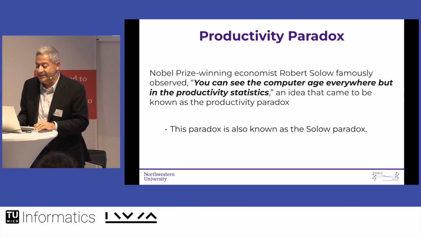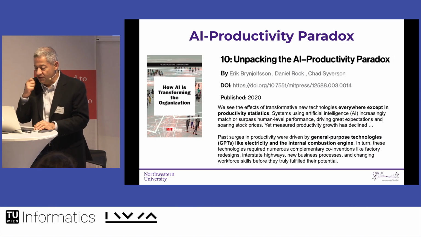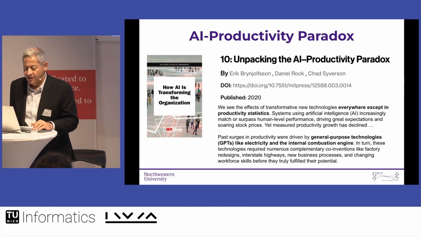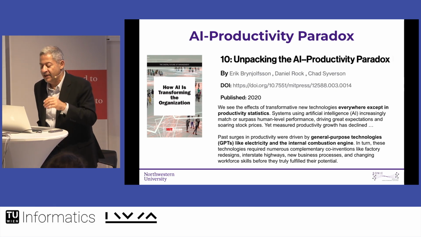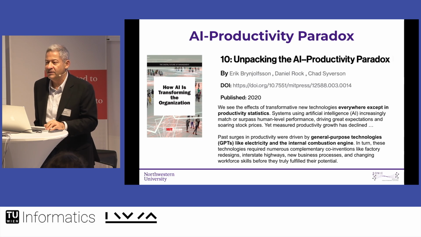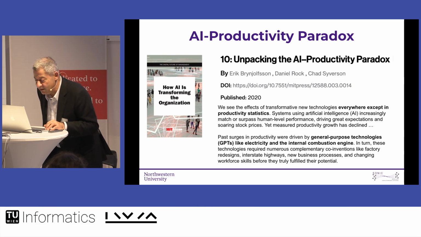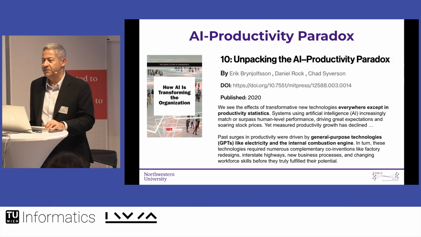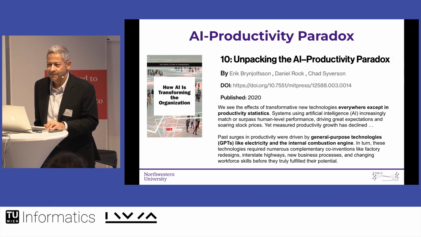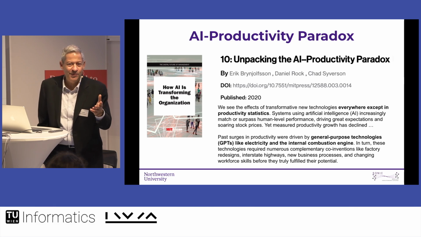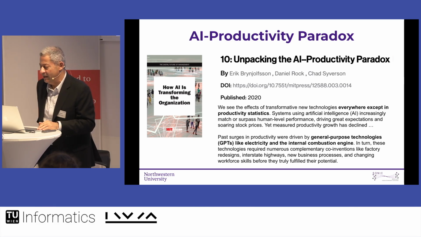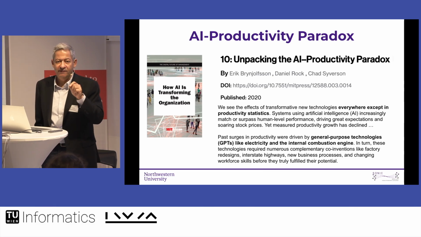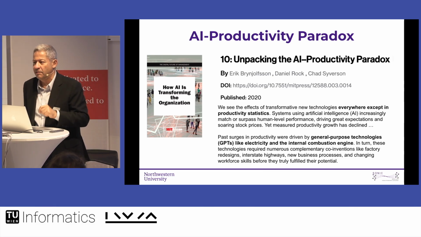In fact, that same sentence virtually also appeared in a more recent chapter by Eric Brynjolfsson and his colleagues, who said, we see the effects of transformative new technologies everywhere except in productivity statistics. And then he goes on to say, past surges in productivity were driven by general purpose technologies, GPT. The other way in which we think about GPT as compared to what we are talking about in this context. But in fact, the examples he gives are very illustrative. Things like electricity, things like the internal combustion engine.